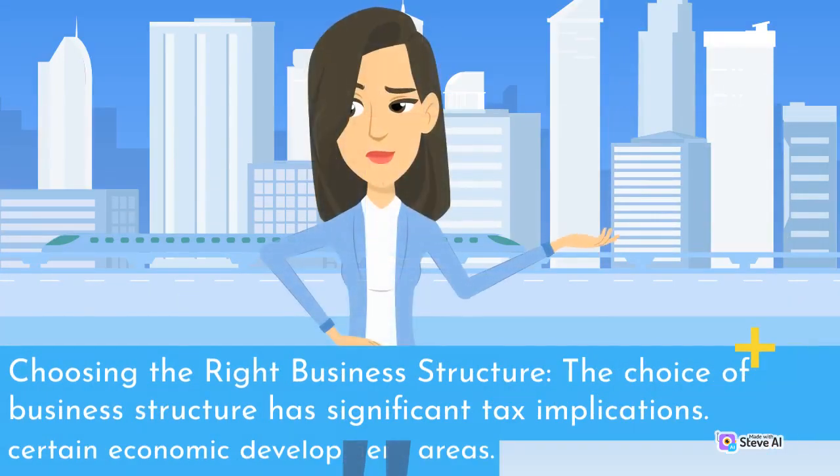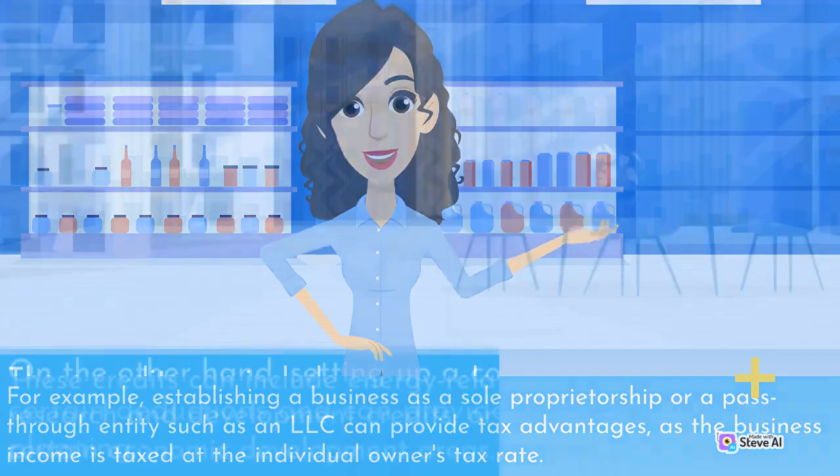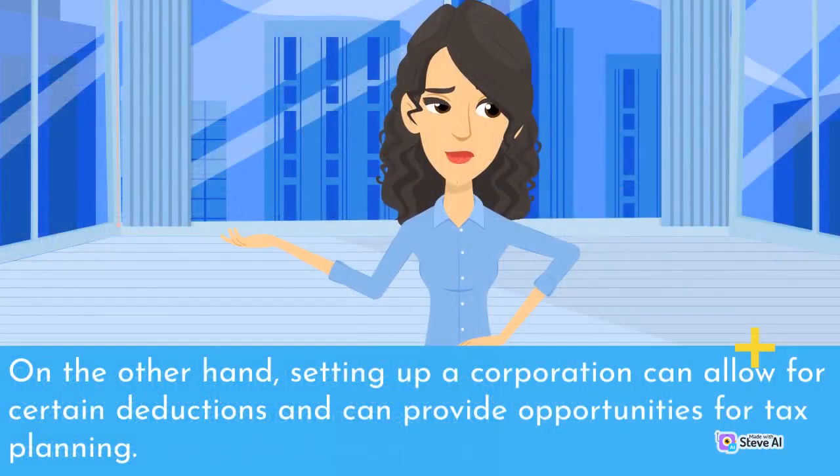B. Choosing the right business structure. The choice of business structure has significant tax implications. For example, establishing a business as a sole proprietorship or a pass-through entity such as an LLC can provide tax advantages, as the business income is taxed at the individual owner's tax rate. On the other hand, setting up a corporation can allow for certain deductions and can provide opportunities for tax planning.